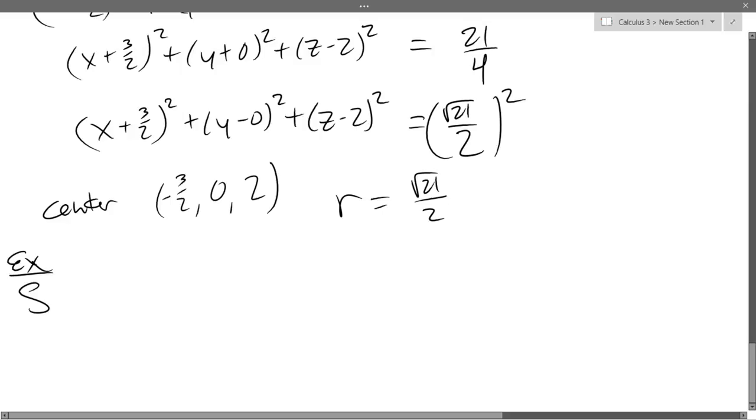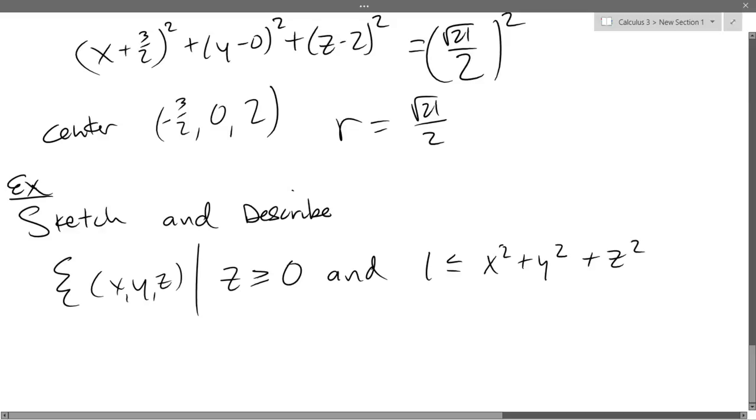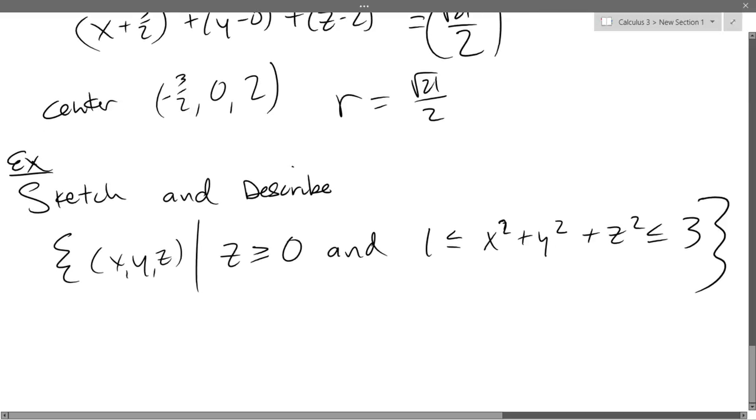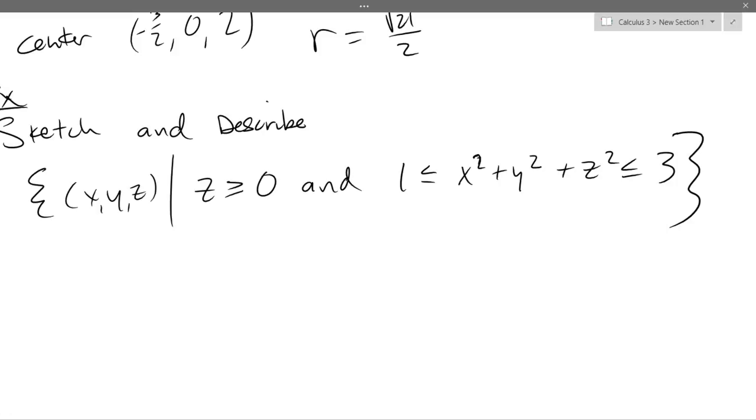So our last example: sketch and describe the region of x, y, z such that... We have a double inequality. Well, we really have three inequalities. There's z greater than 0. What does z greater than 0 correspond to on our graph? I think we did that before. It will be the xy plane and everything above.